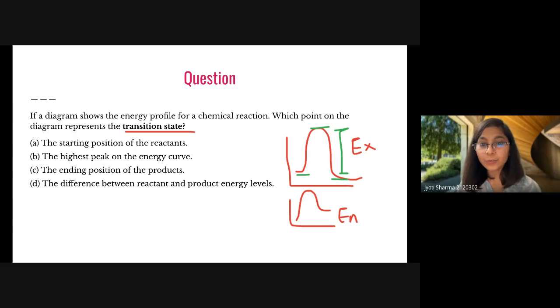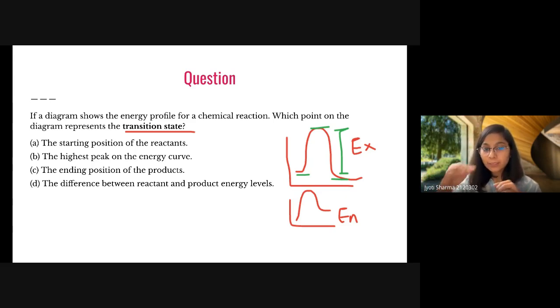Transition state, as I told you, we need to form some complex, and that complex is an intermediate. For example, we have the reactant. That reactant will combine and form some temporary or intermediate complex, and to form that complex we need activation energy. After forming that complex we will form the product.